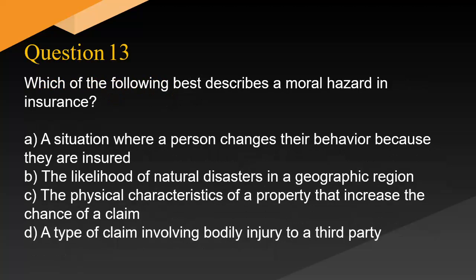Which of the following best describes a moral hazard in insurance? A. A situation where a person changes their behavior because they are insured. B. The likelihood of natural disasters in a geographic region. C. The physical characteristics of a property that increase the chance of a claim. D. A type of claim involving bodily injury to a third party.